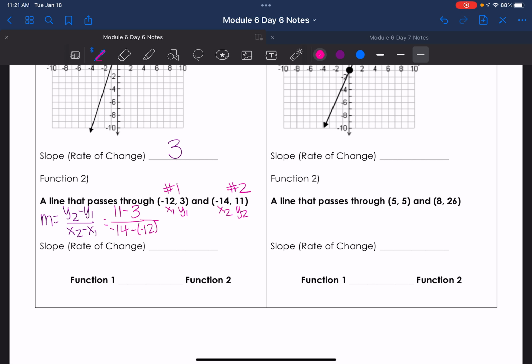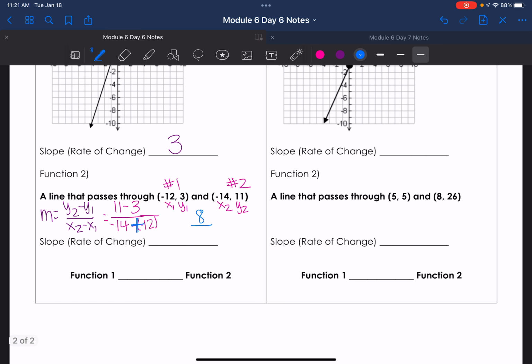Okay, so we're going to go ahead and simplify. So 11 minus 3 is going to give me 8 over negative 14 minus a negative 12. These two negatives make a positive here. So negative 14 plus 12 gives me negative 2, which then simplifies to be negative 4. So again, this slope right here is negative 4.